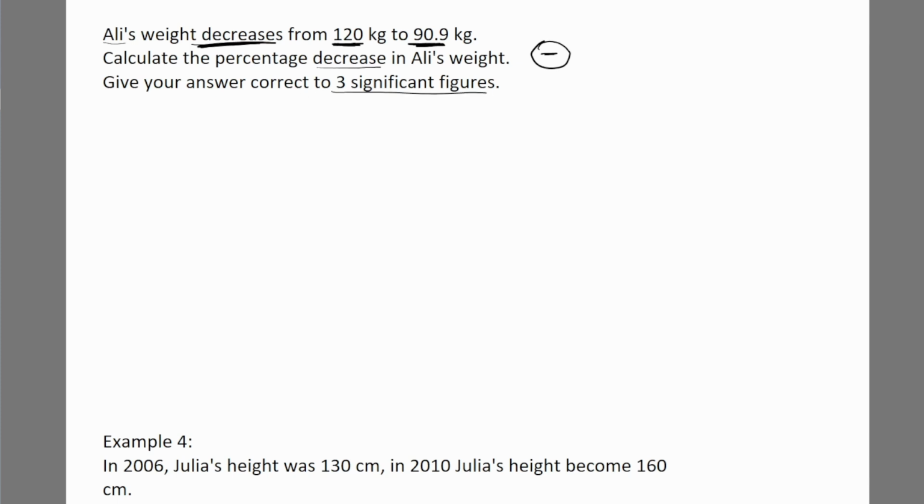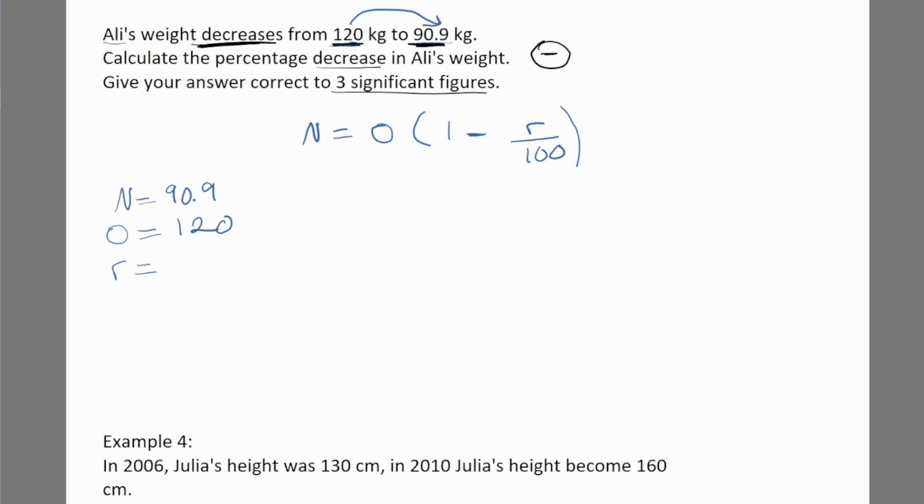Okay, let's solve this. So we're going to use, again, new is equal to old multiplied by 1 minus r over 100. Now, if we take a look at the question, we know that the new, we got the old, we have r. Okay. Now let's focus here. His weight decreases from 120 to 90.9. So which do you think is the old and which is the new? The old is the 120 and the new weight is 90.9, because he decreased from 120 to 90.9 over time. R is unknown. R is actually what we want to find because he's asking us to calculate the percentage decrease. So we want to find R.